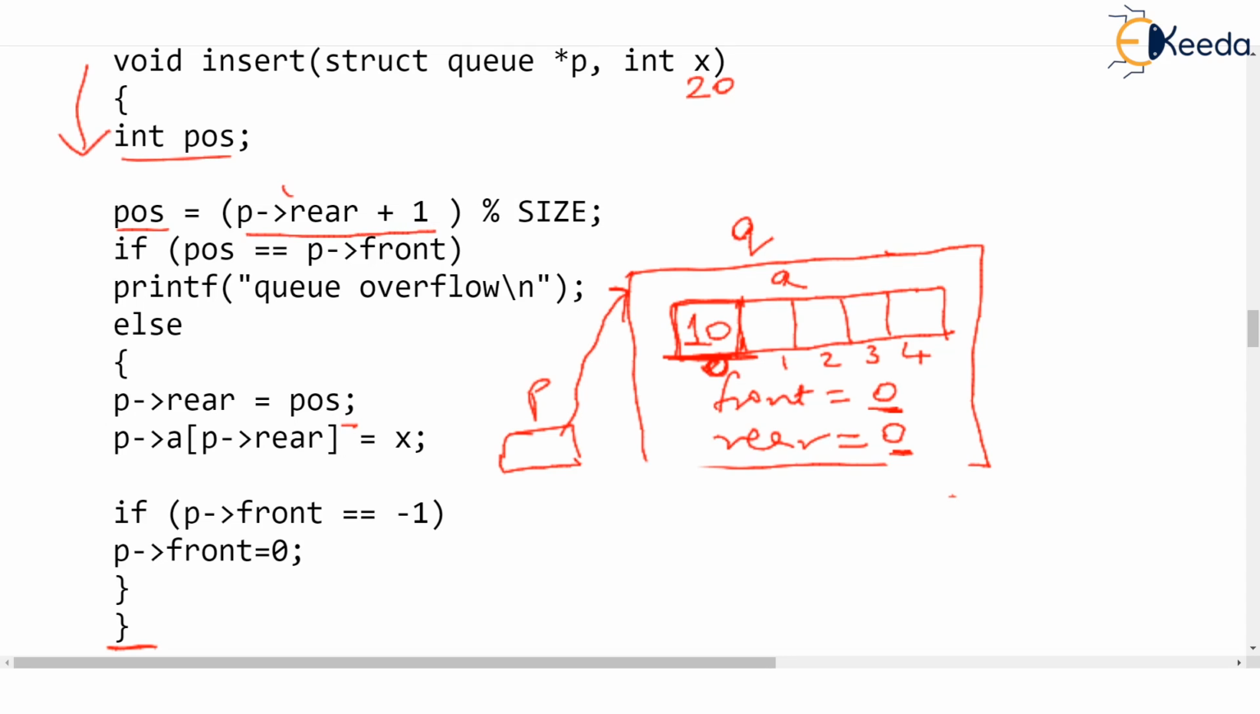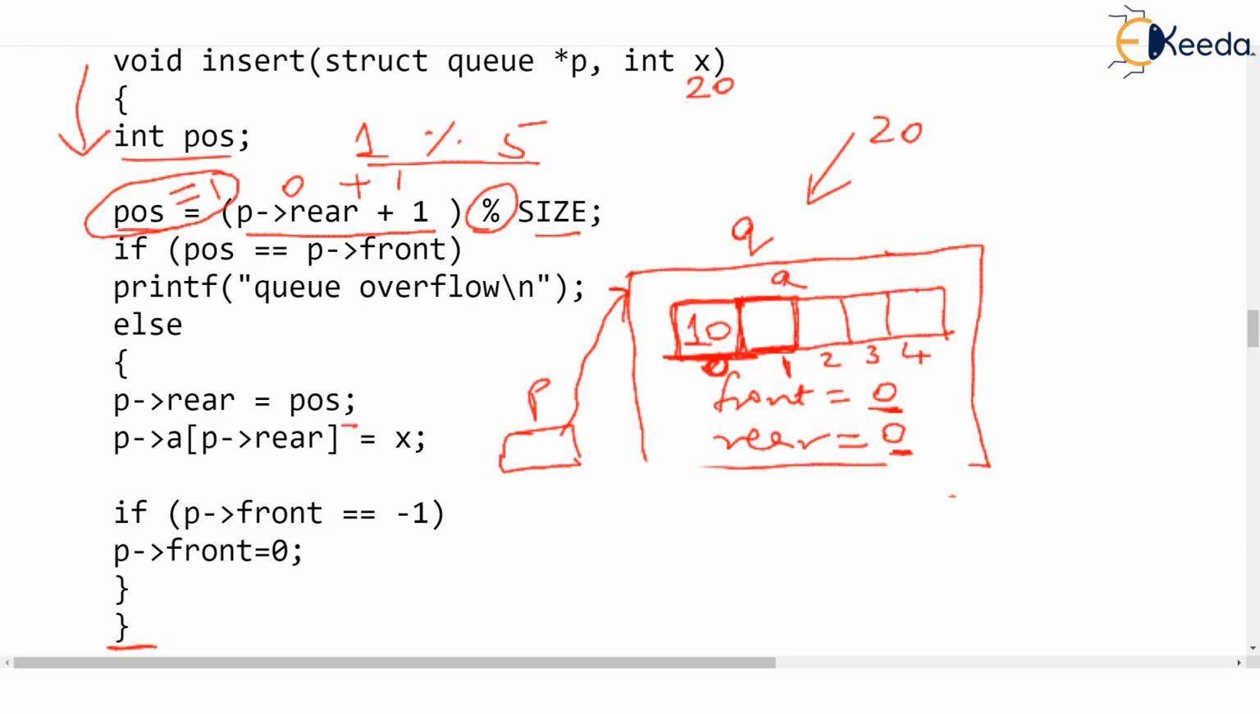Now rear is already 0. 0 plus 1 is 1. And then percent size is 5. Now 1 % 5, be careful, is 1. So position of insertion has come out as 1. And rightly so, this new value 20 that is going in the queue should go at first place. That's the next available place, isn't it? So position of insertion is 1.